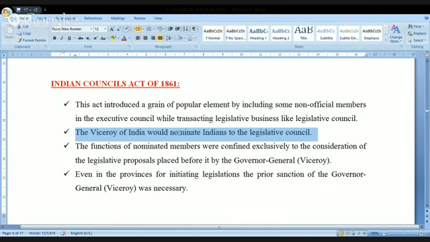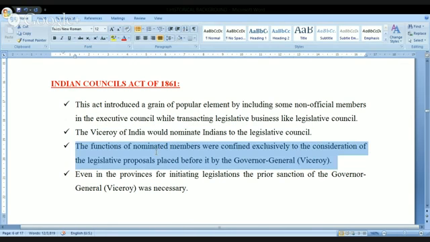So this happened through the 1861 Act. The functions of the nominated members were confined exclusively to the consideration of the legislative proposals placed before it by the Governor General, that is nothing but the Viceroy. What do you mean by this? These are the nominated members, but they were not permitted to propose anything; they just consider the proposals which are placed before the Governor General.